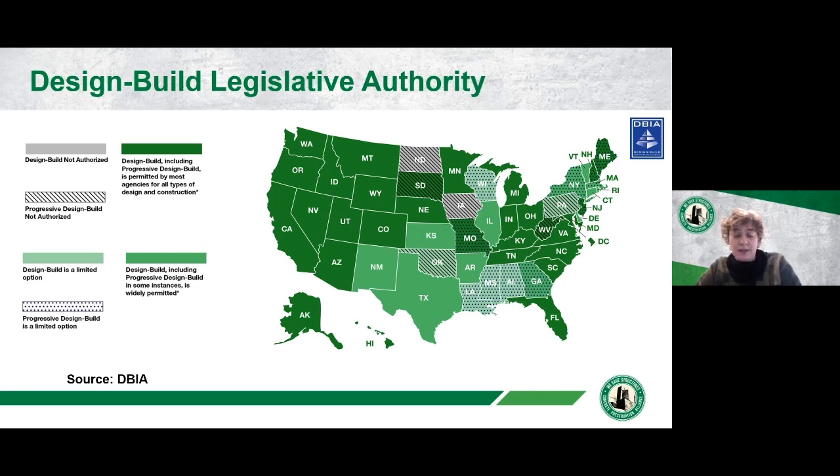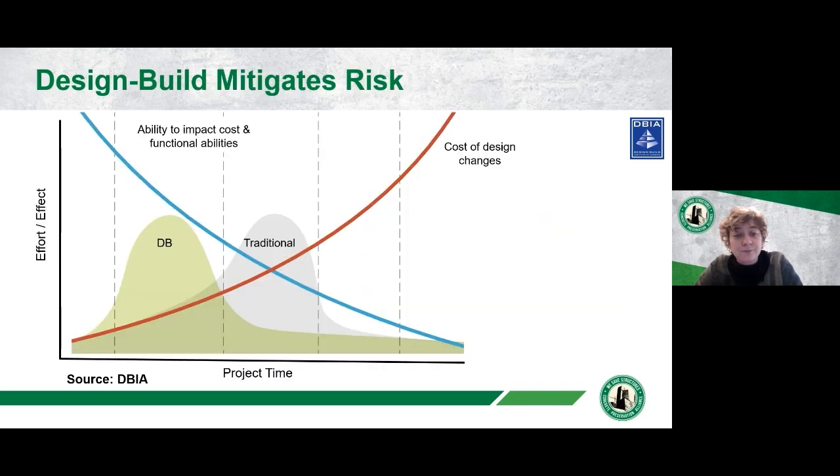Just for example, just within the last year, there was some legislation that was passed in California that allows for progressive design build to be used by different public agencies. And just a couple months ago, New York City now has legislative authority to use progressive design build for certain applications as well. Next slide.